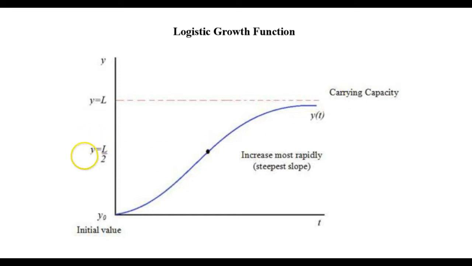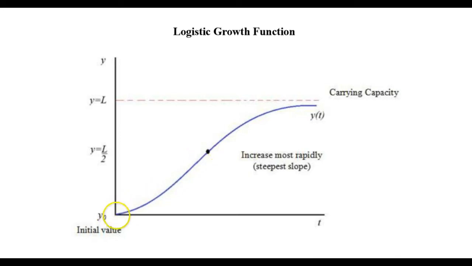And then there's another special value labeled here. It's half of the carrying capacity. At y equals L over 2, this point here on the solution curve is the place where the population increases most rapidly. So it's going to be the steepest slope at any point on this curve. This is going to be an important value for us, and I also want you to notice in looking at this curve that it's the point of inflection.